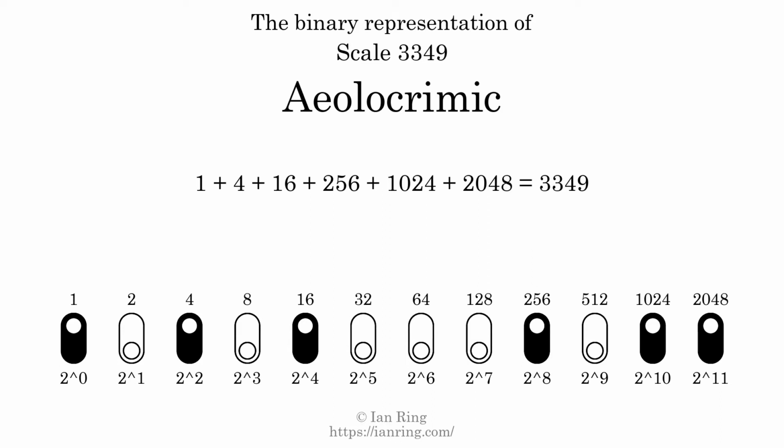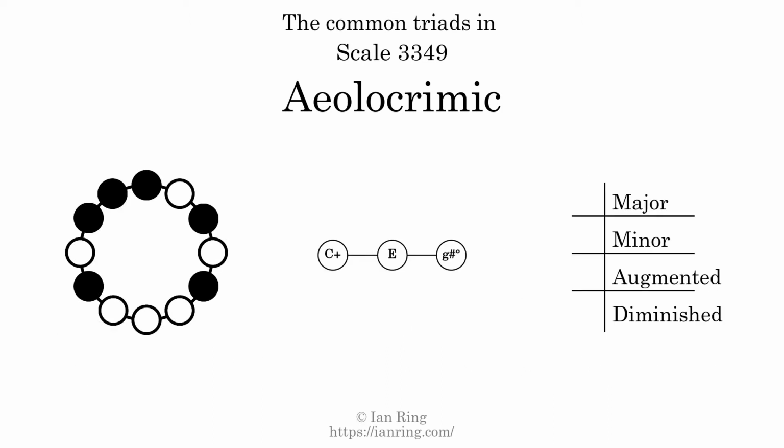3349. The scale number not only enumerates the scale with a unique index, but it also literally describes the tonal content of the scale. Represented as a binary number in base 2, the scale number is 1101000100101. Here are the common triads present in this scale.